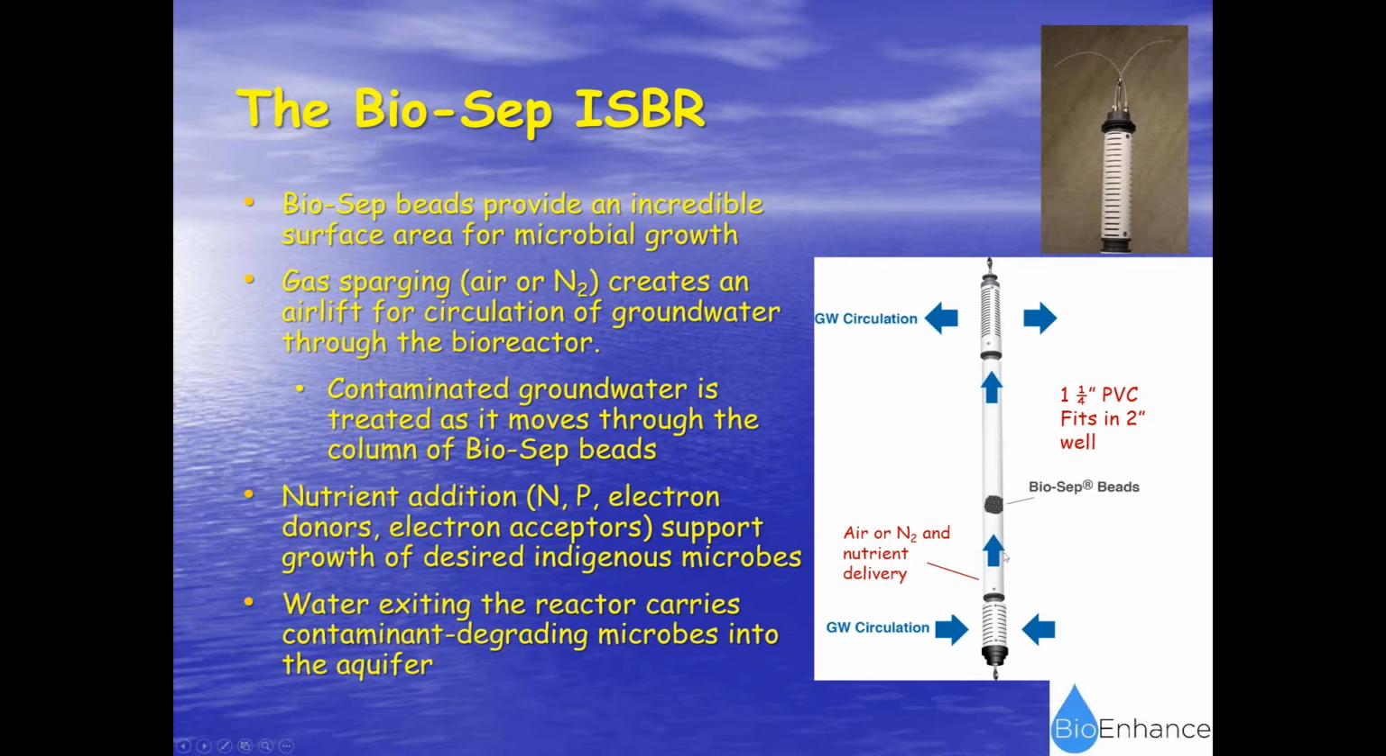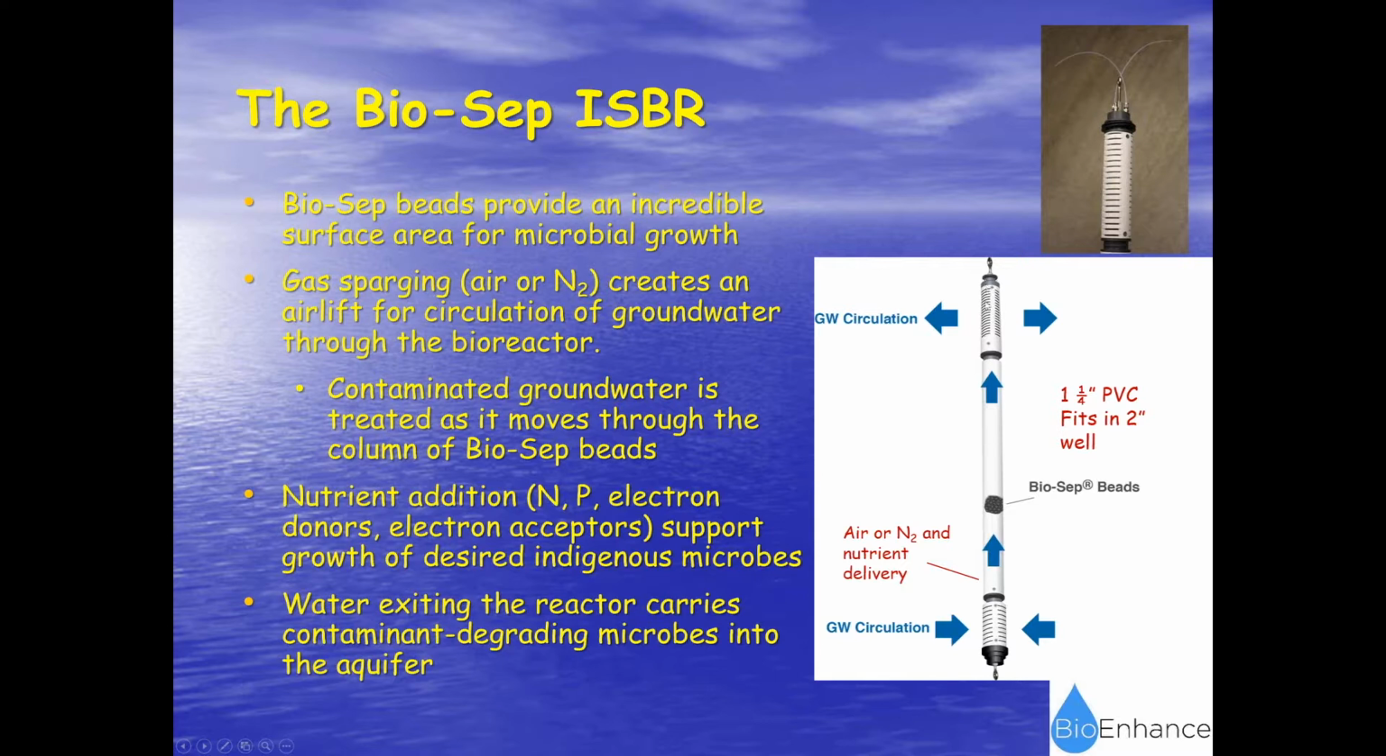The central part of the ISBR is basically just a closed pack bed of Bio-Sep beads. At either end of this closed pack bed is a porous connector, with a top section and a bottom section that provides hydraulic connection to groundwater in a groundwater monitoring well. This whole device is about 36 inches long, or about 1 meter long. It's made of 1.25-inch PVC, so it easily fits into a 2-inch well.